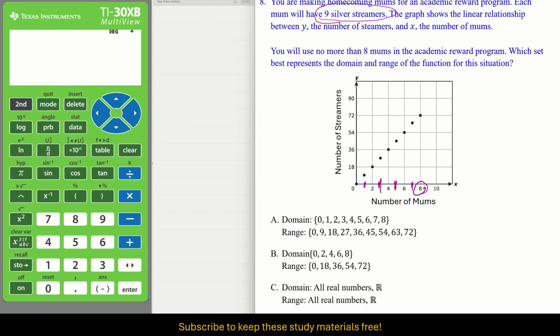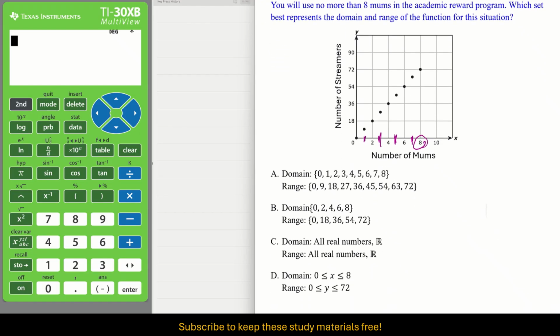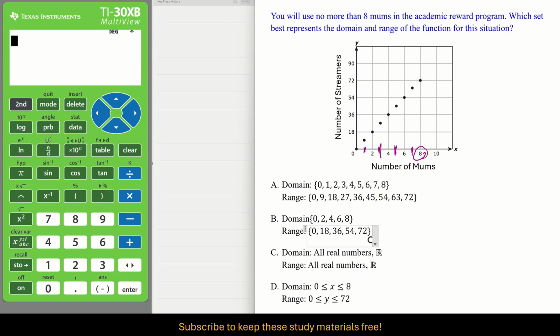Okay, and if we look at the values in our options, we see a situation where we have all real numbers, and then we have a continuous situation. The first two are discrete. Well, we don't sell half a mum, and it would be bad form to give away a mum without the correct number of streamers. So we aren't going to discuss partial situations. We don't sell part of a mum and we don't put half of the proper items on a mum.